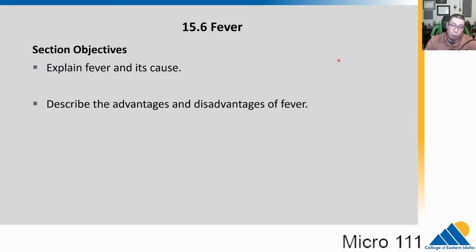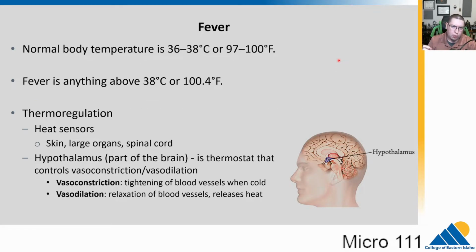Okay, in 15.6, we're talking about fever. We're going to talk about what fever does and what its causes are. There's pros to it, there's cons to it. So, normal body temperature, as we know, somewhere between 36 and 38 C. Fever is anything above 38 C, so 104 Fahrenheit.